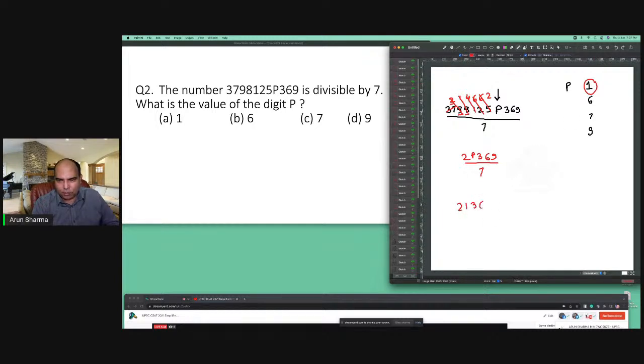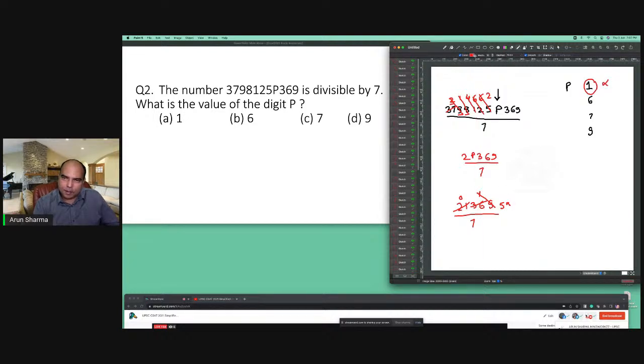And how quickly you can do this will depend on your solving speed. So 21 divided by 7 gives me a 0, 36 divided by 7 gives me a remainder of 1. I'm only tracing the remainder, because if it has to be divisible, the last remainder should be 0. So 19 divided by 7 gives me a remainder of 5, so this doesn't work. So I can reject option 1 here.